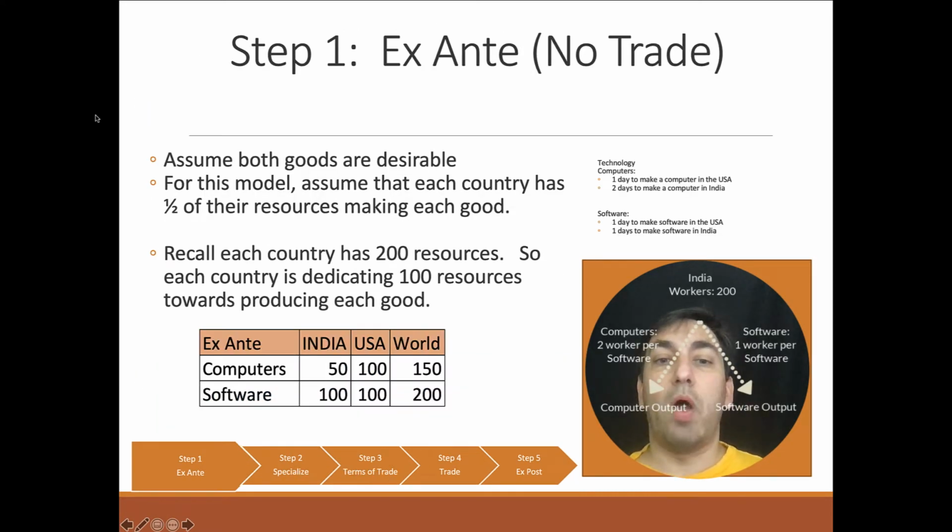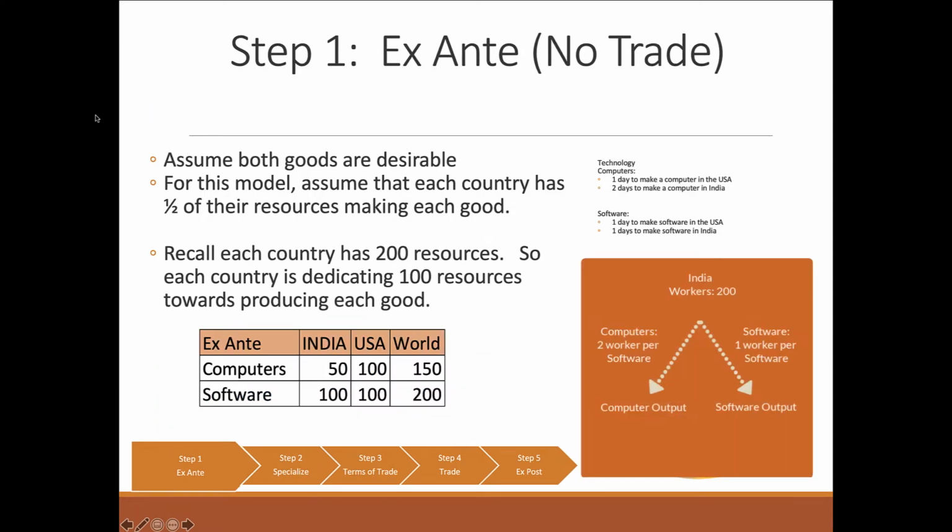Step one. We said there were 200 workers, and we are just going to send half the workers in each country to making computers and half the workers in each country to making software. In India, if you remember, I have up on this top right, the technology. It takes 2 days to make a computer. If I send 100 workers to make computers and it takes them 2 days to make it, on any given day, they can make 50 computers.